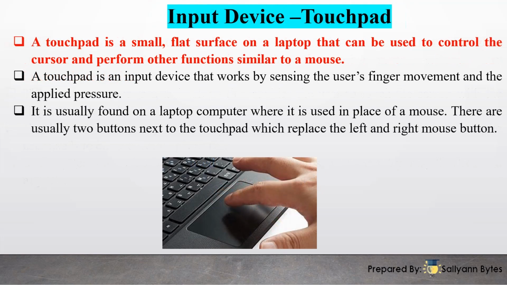Next input device is the touchpad. A touchpad is a small, flat surface on a laptop that can be used to control the cursor and perform other functions similar to a mouse. A touchpad is an input device that works by sensing the user's finger movement and the applied pressure. It is usually found on a laptop computer where it is used in place of a mouse. So instead of mouse, you can use touchpad. There are usually two buttons next to the touchpad which replace the left and right mouse button.